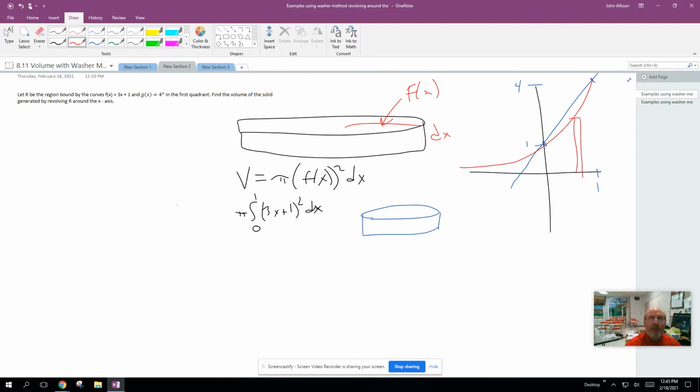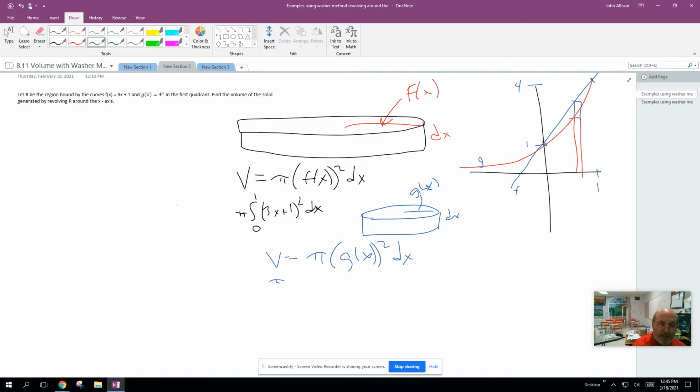I'm going to cut out this rectangle. And this time, the lower curve here is g of x. So this disk, the radius is going to be g of x. And the width is going to be dx. So the volume of one of these is going to be pi times g of x squared times dx.